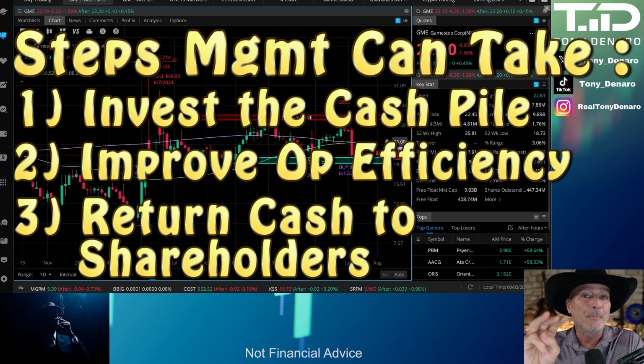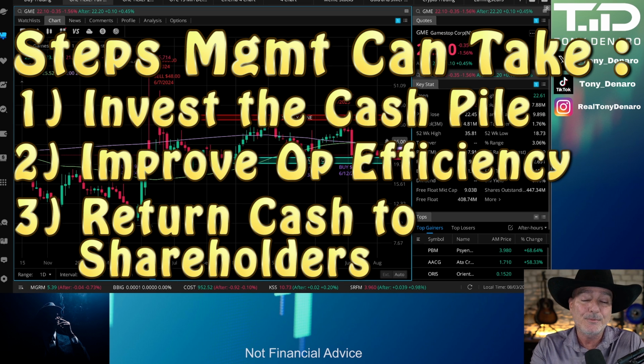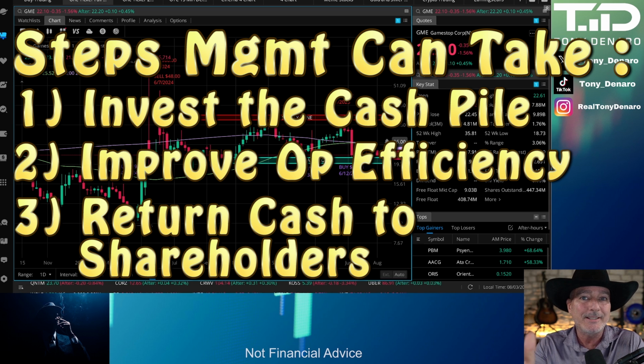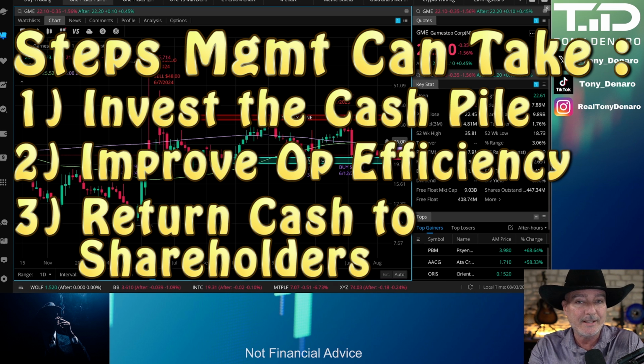Number 3 item that management could do: if reinvestment of that cash stalls, if they can't figure out what to do with the cash, they could use the cash for stock buybacks or a dividend. That is another way that they could improve the value to shareholders. Reducing the shares outstanding could boost earnings per share, while a dividend would signal confidence, both of these potentially increasing the fair value calculation done out there in the market by professionals.